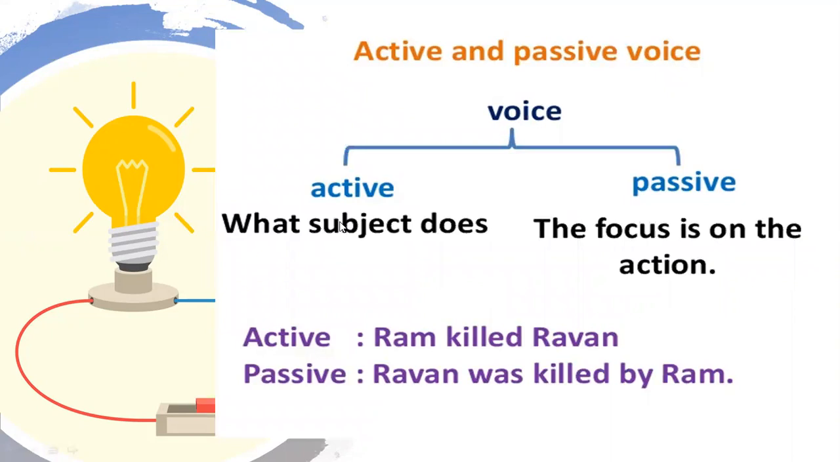Now, how to identify the sentences of active voice and passive voice. In active voice, the focus is on the subject, so whatever the subject does, the sentence belongs to the active voice. Obviously, because the focus is on the subject, the sentence would definitely belong to the active voice. But in passive voice, the focus is on the action basically, or on the object. So when our focus is on the action, we use passive voice.